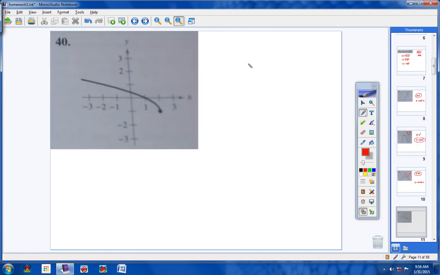Okay, the original problem would have been this right here. That's the original function, and it looks like this. The original function starts here and goes like this, okay? So notice it has been flipped. It's been rotated in the y-axis. So we are going to apply a negative sign directly to the x. Like this, okay?